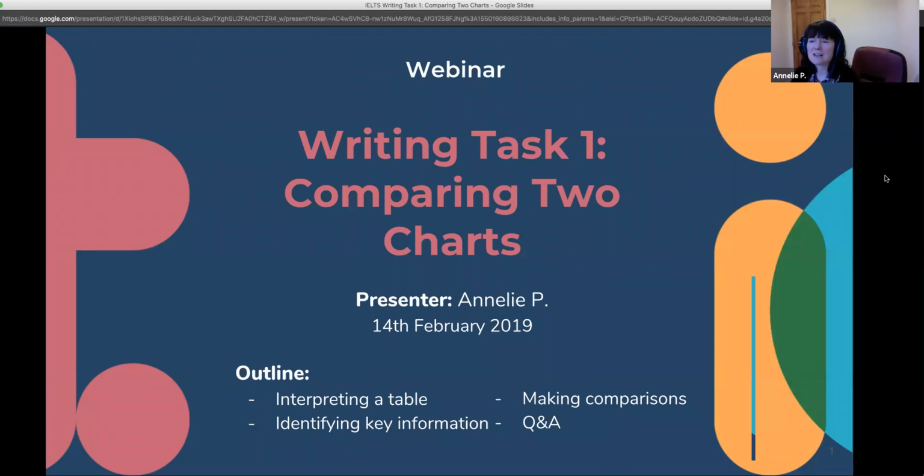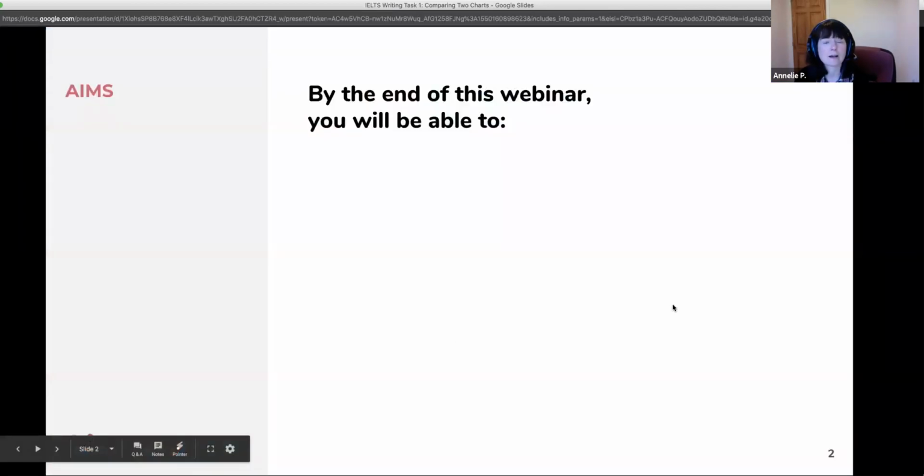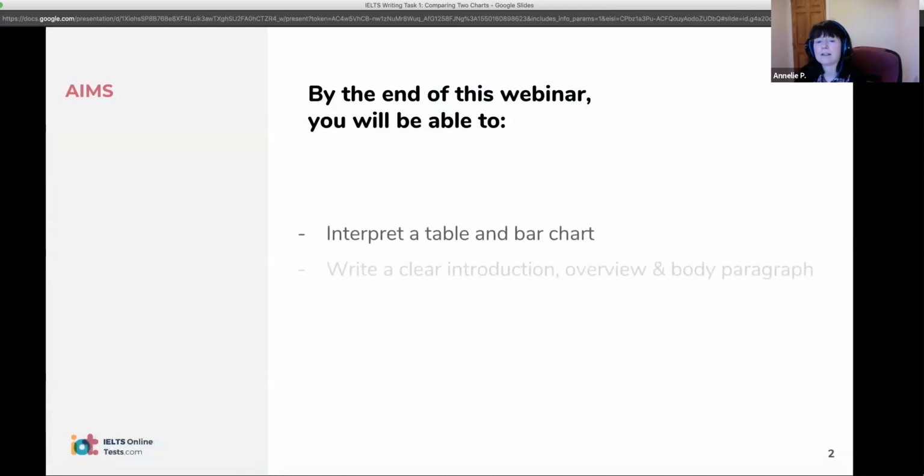So what we're going to look at today is the writing task 1, okay? And in particular, we're looking at when you have 2 different charts in the question, okay, and how you deal with that. So we'll be looking at the language, and we'll also be looking at the structure that you need to use for this type, okay?